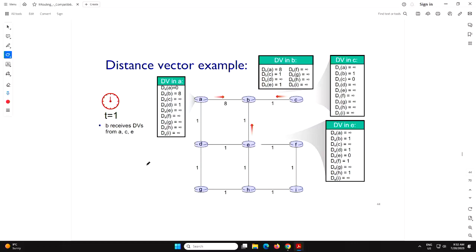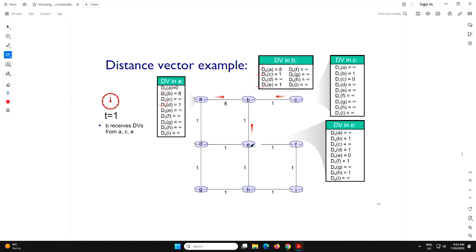Okay, so we can actually look at this particular example, and this time we can trace the forwarding tables over multiple exchanges to see if they converge, right? So in the beginning, you can see A will have only these 2 entries, and B will have 3 entries, right? It can go to A with 8, it can go to C with 1, go to E with 1.